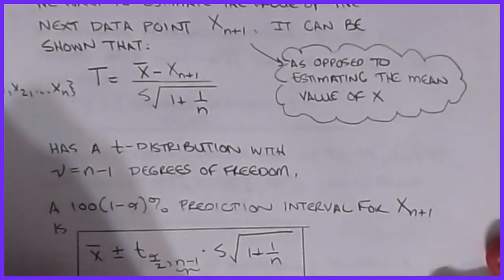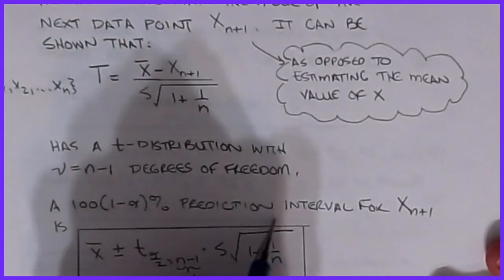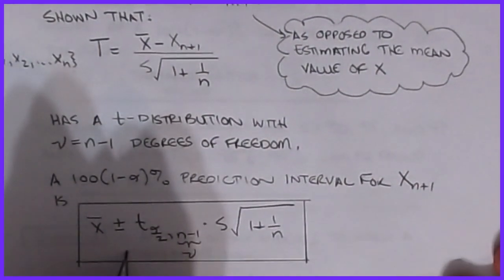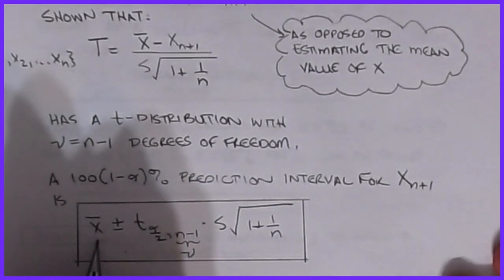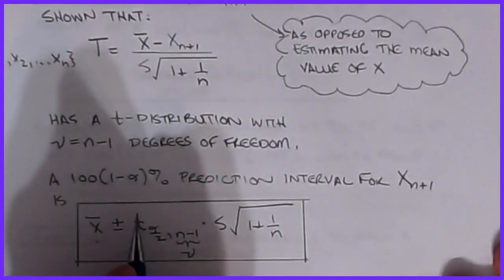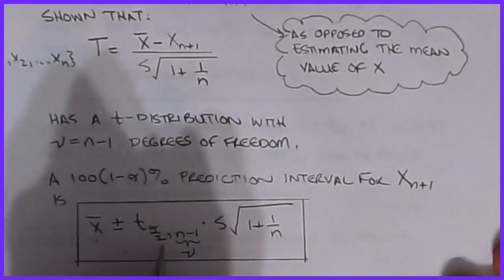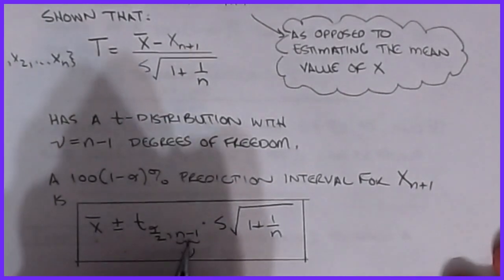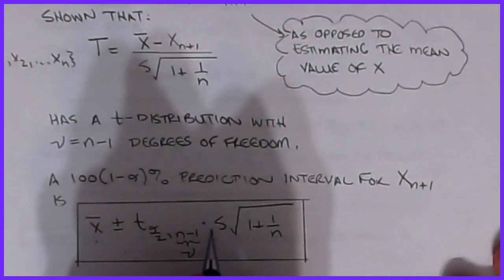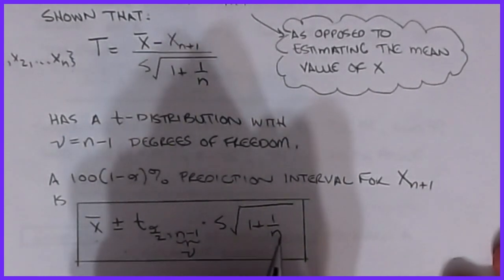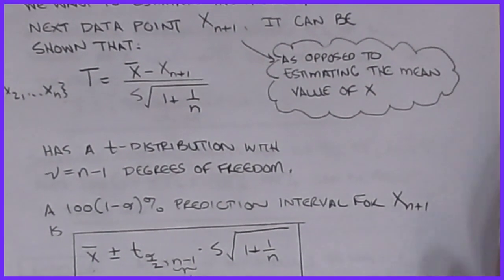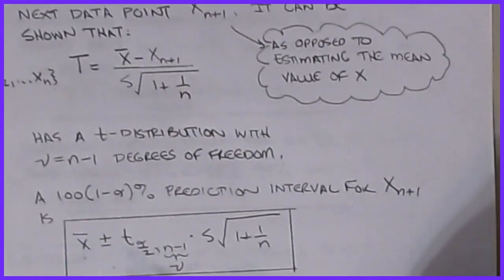So a 100 times 1 minus alpha percent prediction interval for the next data point will be given by this equation. And you see that looks very familiar. We've got our x bar, which is our estimator, plus or minus t alpha over 2. So this is a double-sided distribution that we're looking at. And then the degrees of freedom n minus 1, that's what was our nu value. All that multiplied by s, all that multiplied by 1 plus 1 over n, all that under the square root. So that's all there is to a prediction interval. It's pretty much the same process, it's a different band. And we'll talk a little bit about what all this means and its significance in a second.